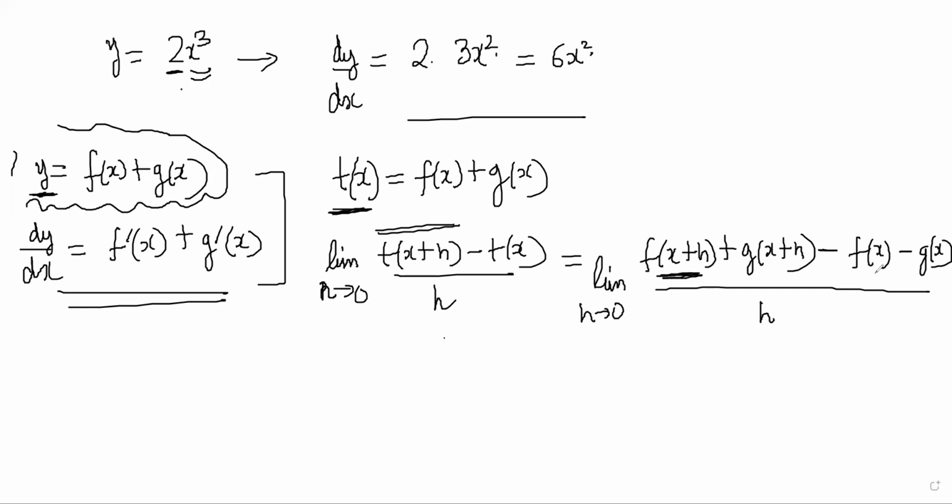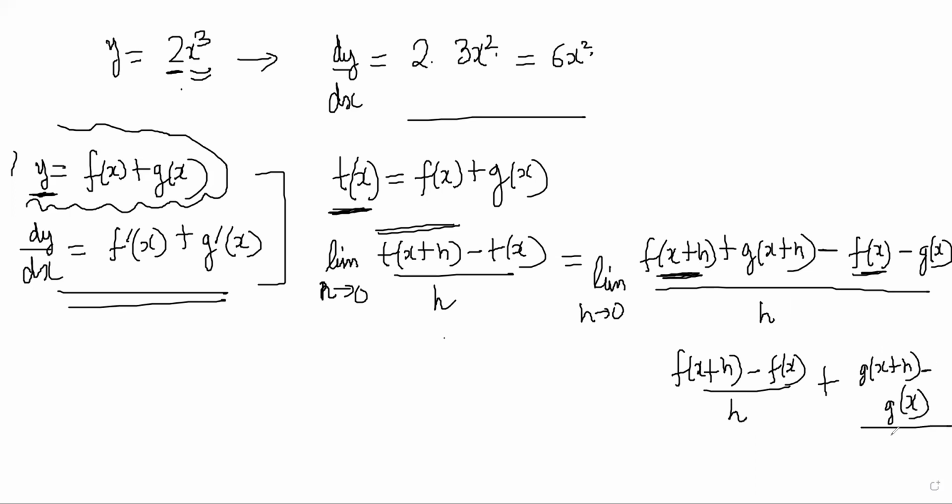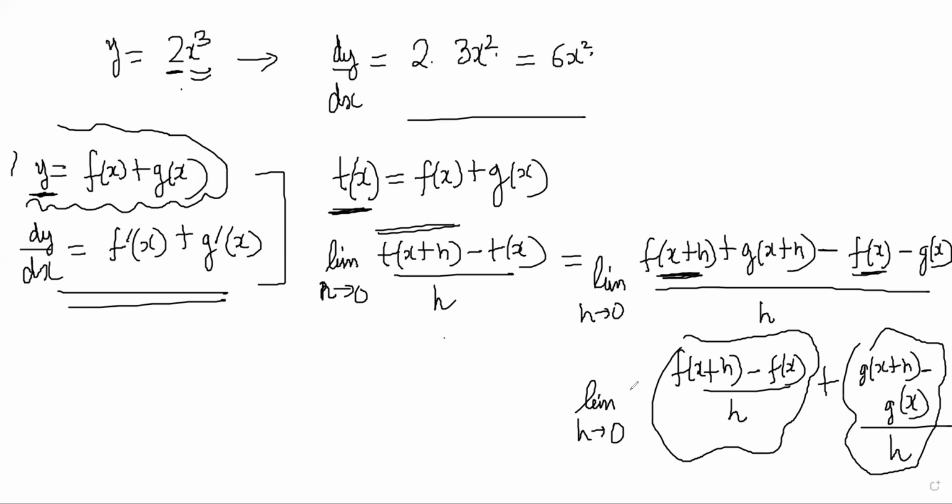I will collect this and this together. So I'll make it f of x plus h minus f of x by h plus g of x plus h minus g of x by h, right? Yes, sir. Limit h tends to 0. And notice that this is the f dash x and this is the g dash x, right? Yes, sir. So you're getting t dash x coming out to be f dash x plus g dash x, right?